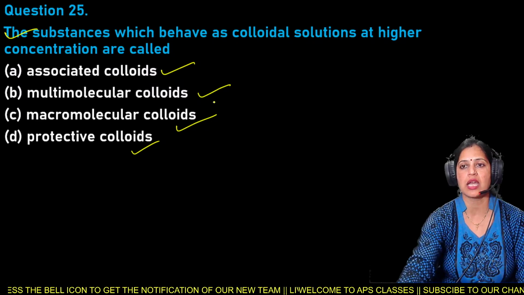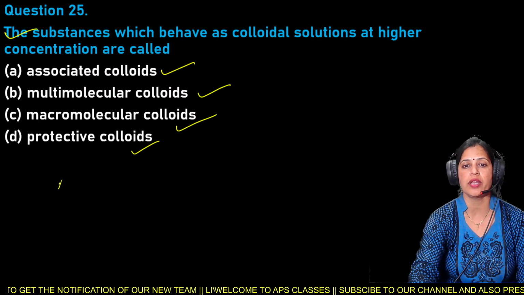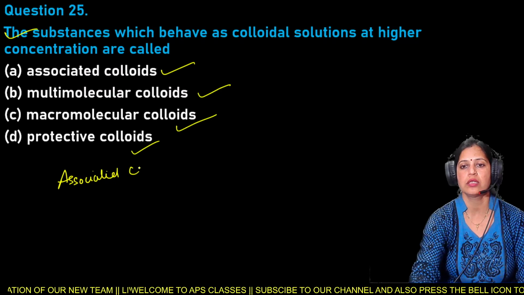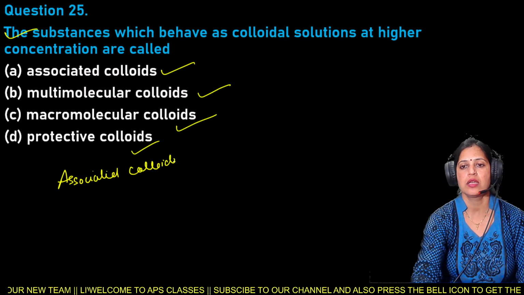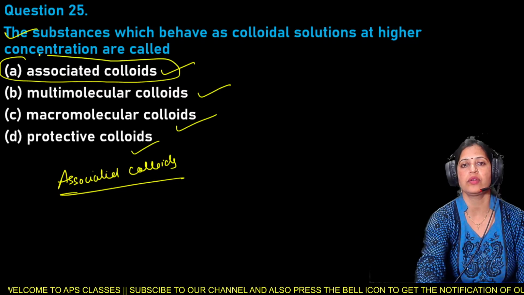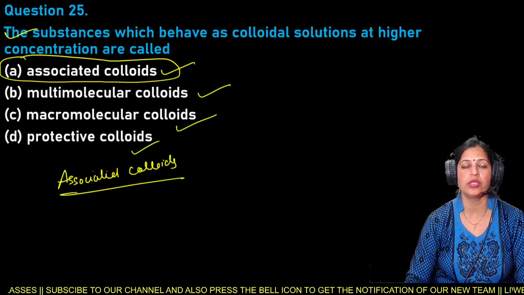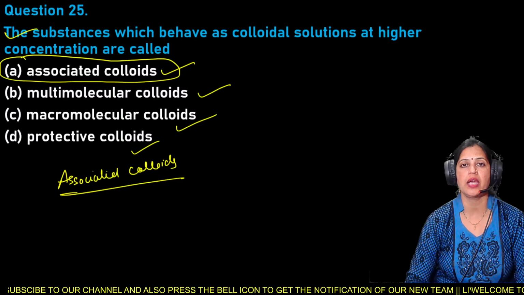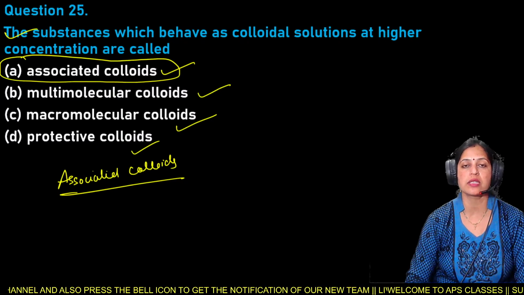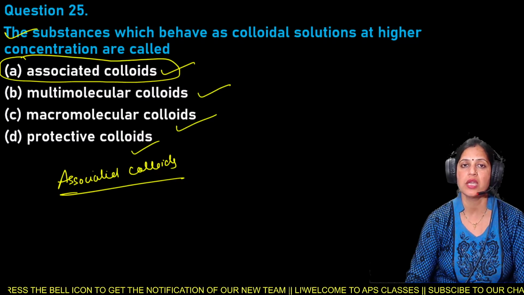The substances that behave as colloidal solutions, especially at higher concentration, are called associated colloids. So here this is the right answer for question number 25, that is associated colloids. So beta, this is all about this chapter, surface chemistry, chapter number 5. Today we discussed 25 important MCQ questions or objective questions from this chapter.